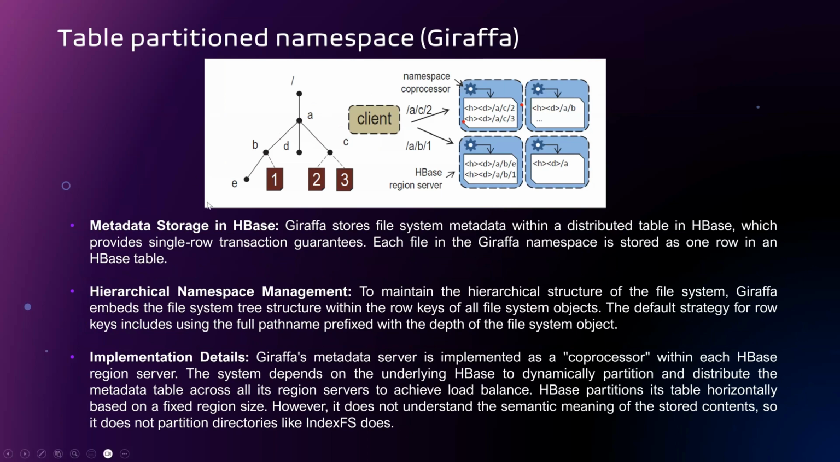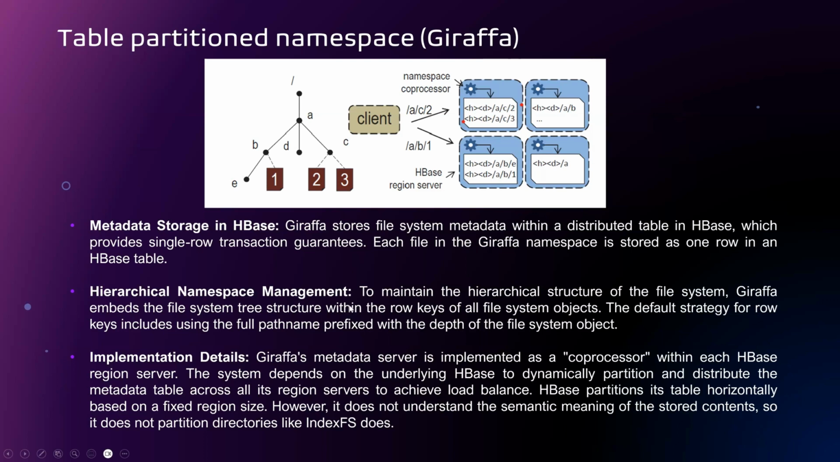So, metadata storage in HBase. Giraffa stores file system metadata within a distributed table in HBase, which provides single-row transaction guarantees. Each file in the Giraffa namespace is stored as one row in the HBase table. Each directory will also be stored as a particular row in HBase. These are the HBase entries you can see here: /A/C/2 is stored in this particular row.